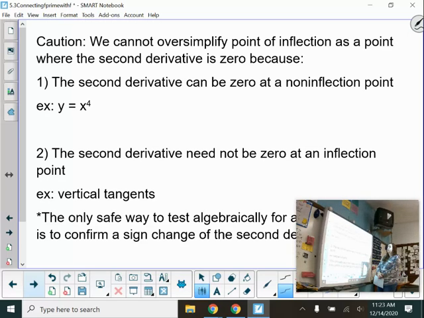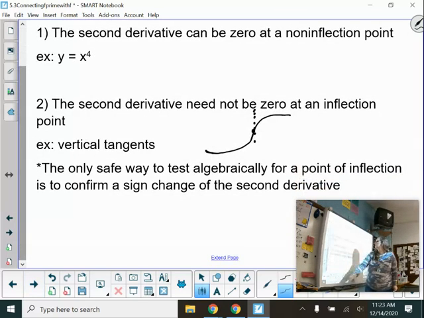And for example, your second derivative isn't always going to be 0. Sometimes it's places where the second derivative doesn't exist, like vertical tangents. So that would be where you have something like this, and then it comes up like that. That is a vertical tangent line that you have there where you're switching concavity, but the second derivative doesn't actually exist there. So again, the only safe way to test algebraically is to confirm the sign change of your second derivative. So make sure that you are doing that.